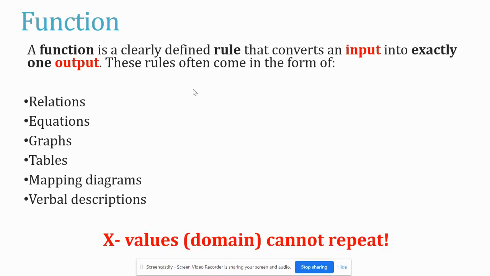One very important aspect of making something a function is that the x values, also known as the domain, which we're going to define on the next slide, cannot repeat. X values cannot repeat. If x values in any of these forms repeat, it is not a function. And we'll take a look at some examples.